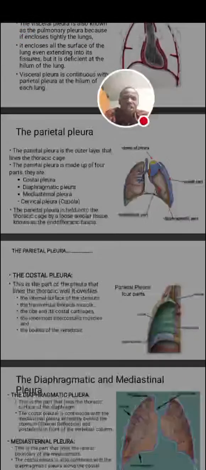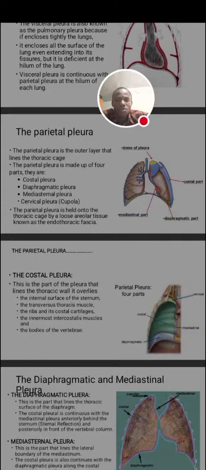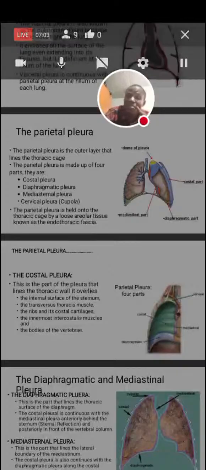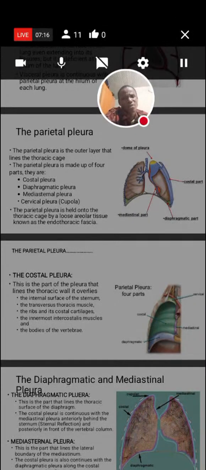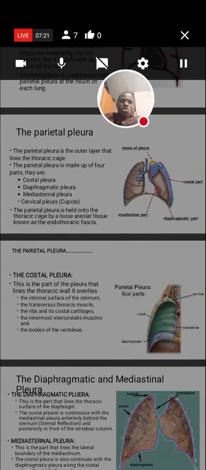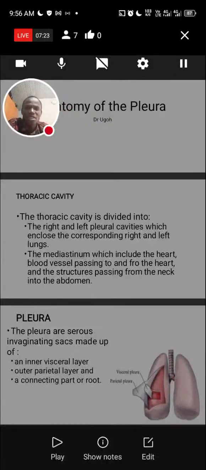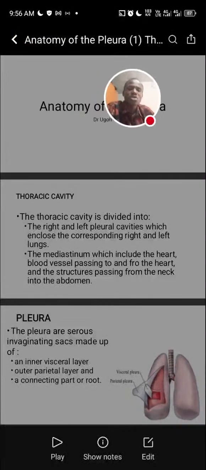Moving on, today we are adding another thing. We're looking at the pleura again in another light, in another material, because we said, what is it in your chest that the examiner wants you to know? We didn't say examiner, we say examiners. If you are only looking at one examiner, it is a challenge. You need to look at more examiners' materials. We looked at a certain examiner's material yesterday. Today we are looking at another examiner's material, Dr. Ugo.